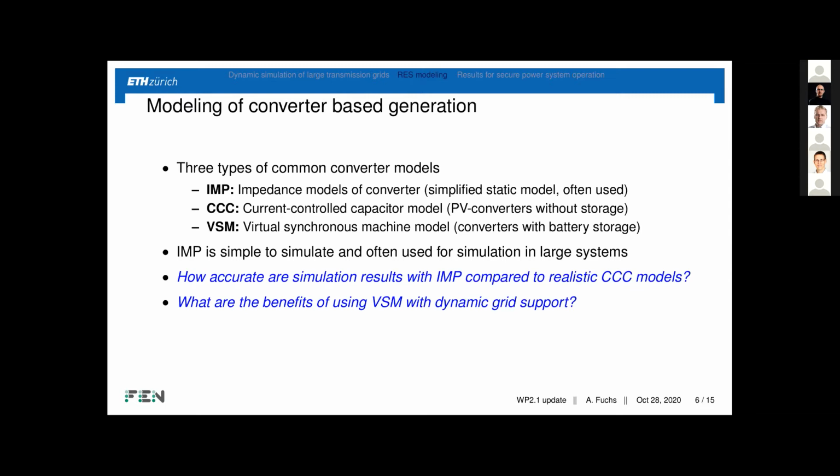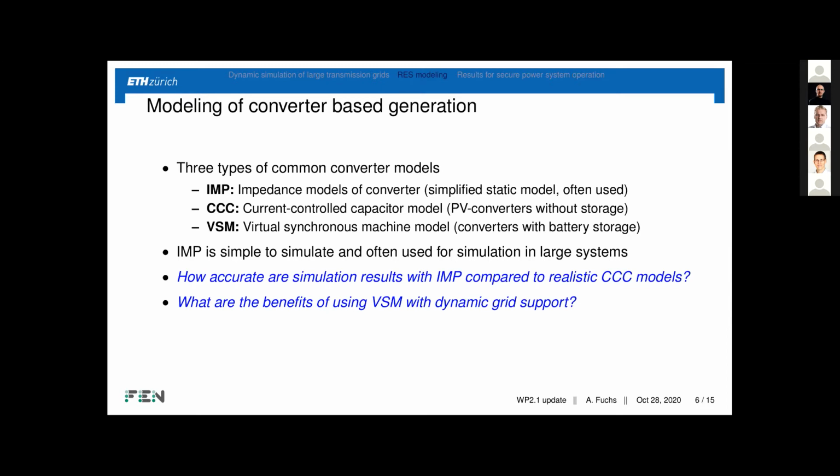But in dynamic situations, there are important differences, and we wanted to see what the differences are and what their impacts are on the takeaways when you assess dynamic stability of the system. So we compared two types. Basically, the equivalent comparison from IMP is a CCC, the current controlled capacitor. There we have just a very small DC capacity and the power set point coming from an uncontrolled reference. And the goal is to keep the DC voltage at the reference point. And this is basically how most PV converters, for instance, without additional storage would operate in a dynamic setting.